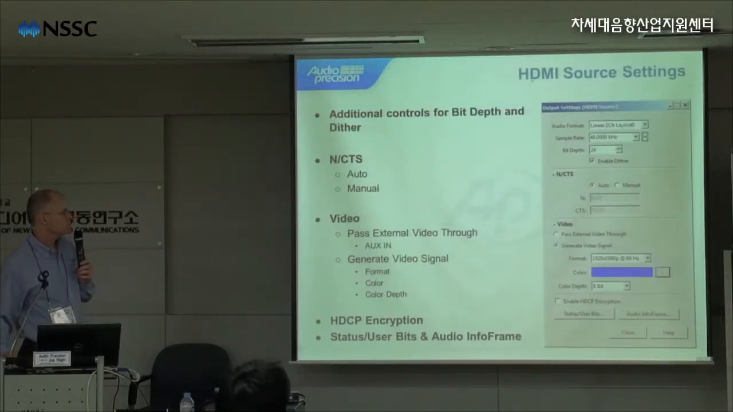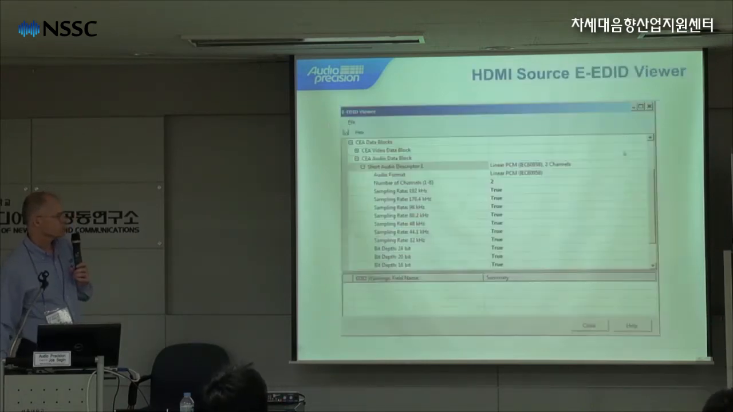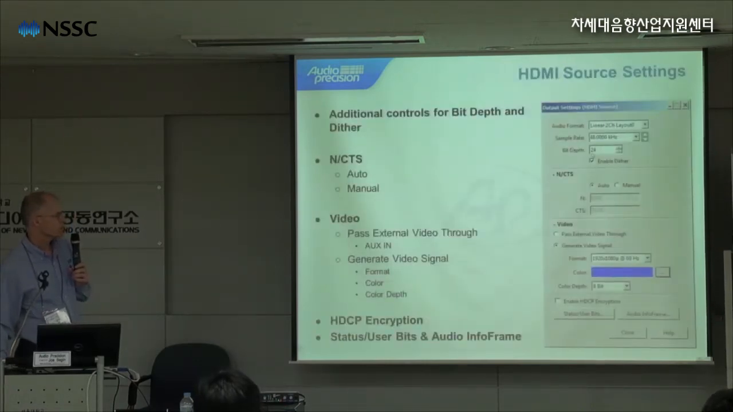The HDMI source settings panel has additional controls for bit depth and dither, so you can set the bit depth here and enable or disable dither. You have some control over the N and CTS values. You can set them to auto, which we normally do, or you can manually set N and CTS.